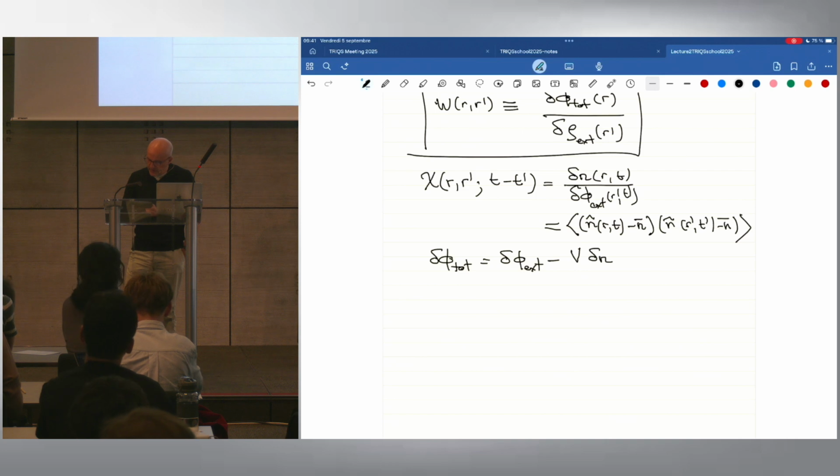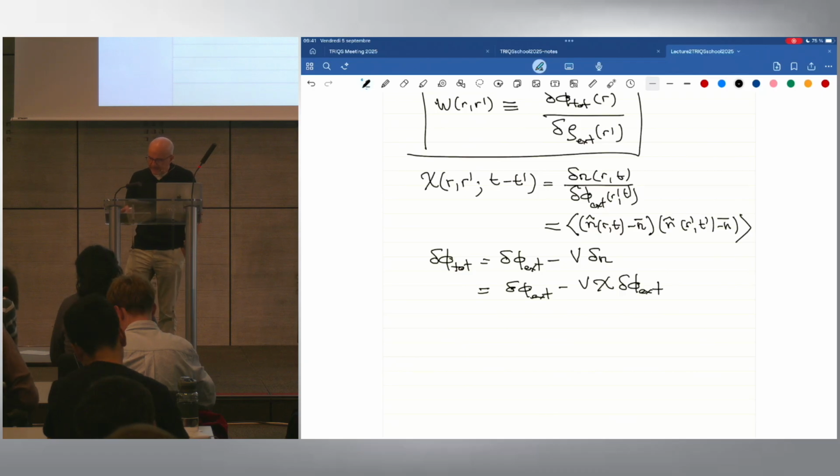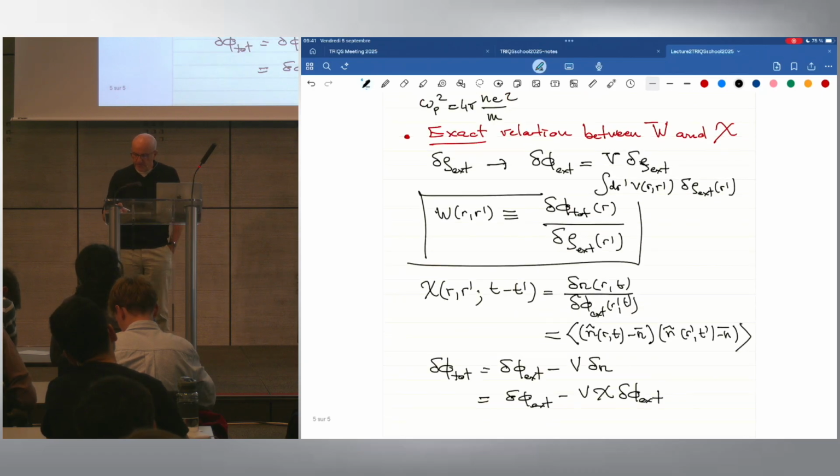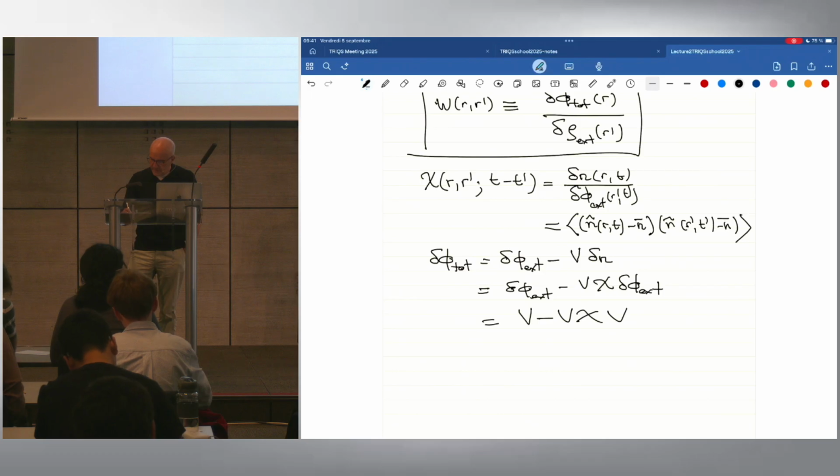You take into account the fact that delta n is chi times delta phi external. So this is equal to delta phi external minus V chi delta phi external. And since delta phi external is equal to V delta rho external, I can write this as V minus V chi V times delta rho external.